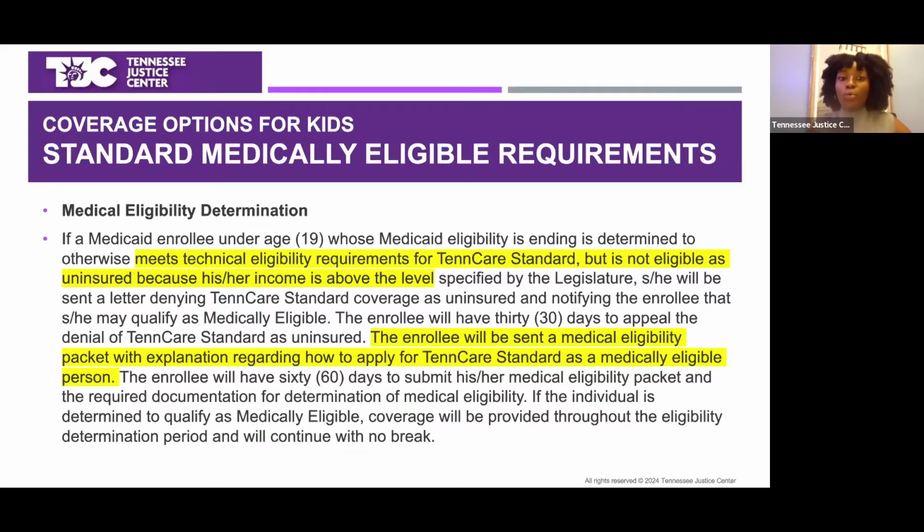If TennCare is already aware that a child has a qualifying medical condition, it's possible that the family may not receive the packet at all. I have seen that, and TennCare may just automatically put them onto TennCare Standard medically eligible. So sometimes clients get nervous when they see that they haven't gotten a packet in a few weeks. That may not be a bad thing.